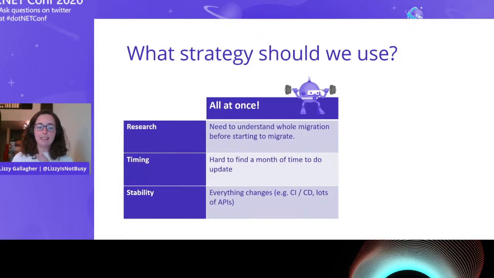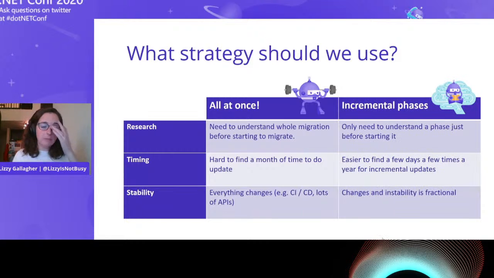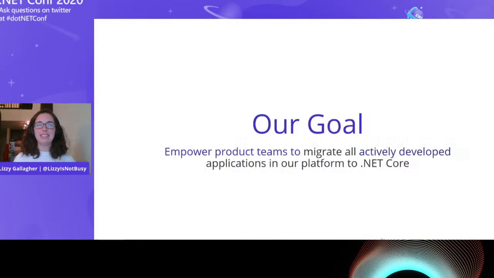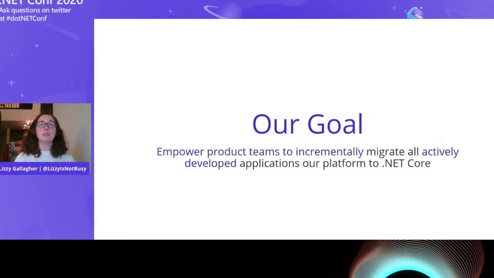So our alternative was to chunk the migration into incremental and sequential phases. This would make the research burden on my team much more manageable. It would make scheduling the migrations easier for product teams. And the amount of instability would be capped, since each phase would only introduce a fraction of the amount of changes that a full upgrade would. So again, after making this decision that we wanted to go in incremental phases, we again updated our goal. Whereas previously, to empower product teams to do the migration, we switched it to empower product teams to incrementally do the migration.